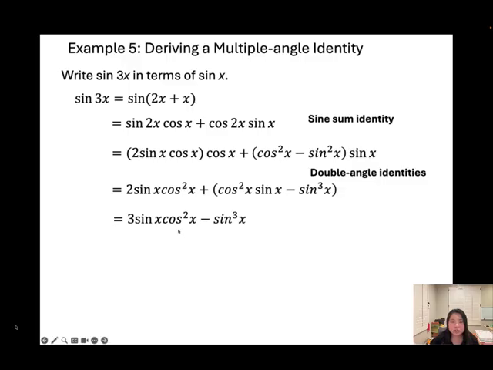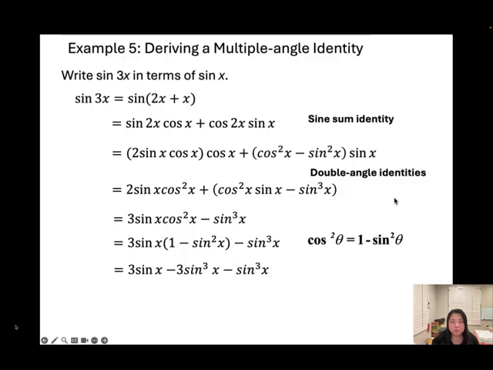So 2 plus 1, I'm going to get 3. And then I need to get rid of cosine squared x. I will use the identity: cosine squared theta equals 1 minus sine squared theta. So plug it in here. And then we're going to distribute it one by one. So combine the like terms here. I'm going to get 4 of them here. So my final answer is only in terms of sine x.